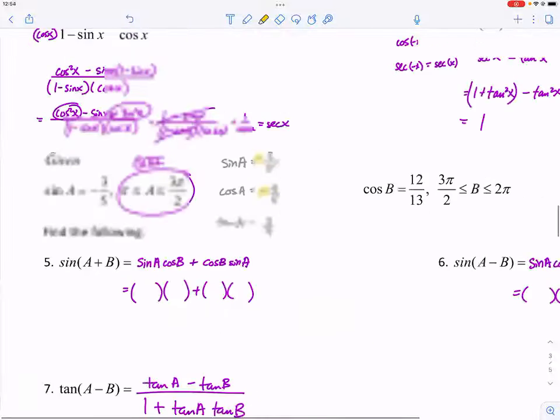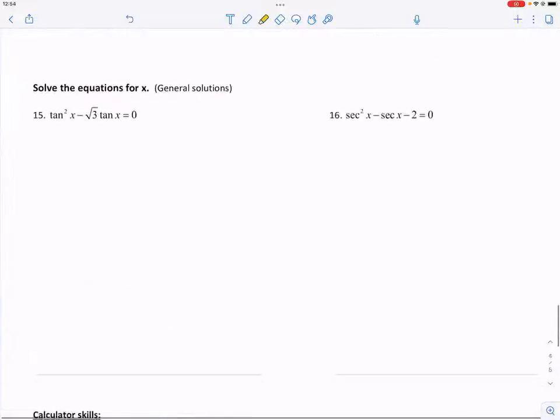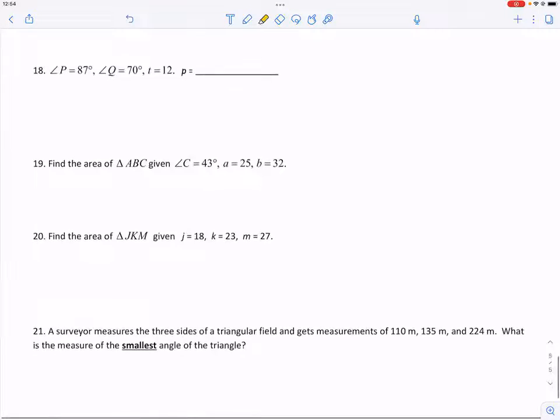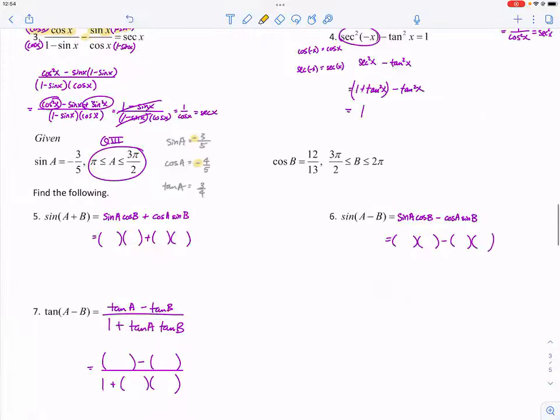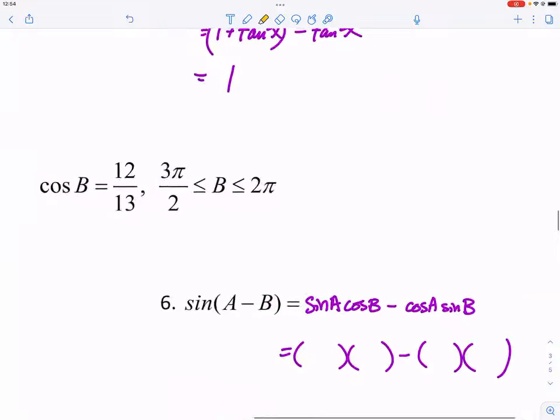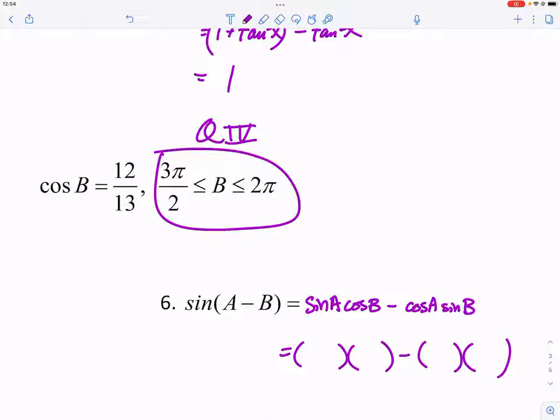You will get a calculator for the questions on the back. For these questions, because you have to get the exact values, the calculator won't help you much anyway. And for this one, it's in quadrant 4.